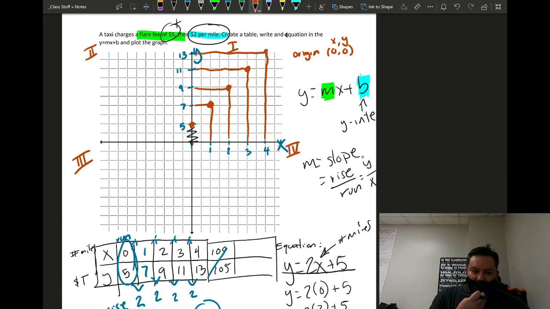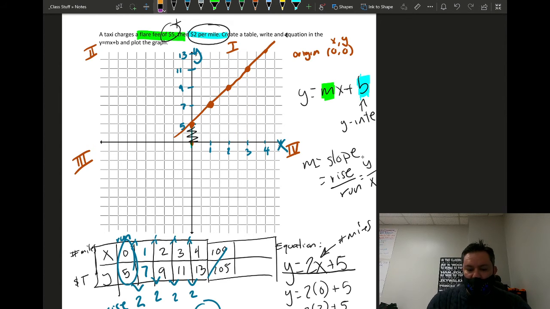Now, if I connect my dots, I get a straight line. Now, you don't need this right here. That was just for me to write the graph and show you the process. Now, if I look at this line, it is a straight line. However, just like before, does it go through the origin? In this case, it doesn't go through the origin, so it's not a proportional relationship. It is a linear relationship, but it's not proportional because it doesn't go through the origin.